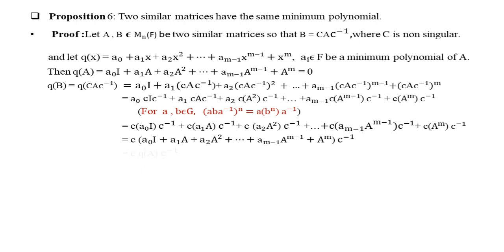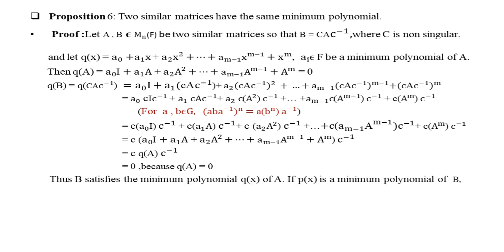See here, that is equal to C into Q of A into C inverse. That is 0 because Q of A is 0. So we have Q of B equal to 0, which implies B satisfies the polynomial Q of X. Therefore, if P of X is the minimum polynomial of B, then clearly P of X divides Q of X. That is we know by the previous proposition. So, that is the equation number 1.